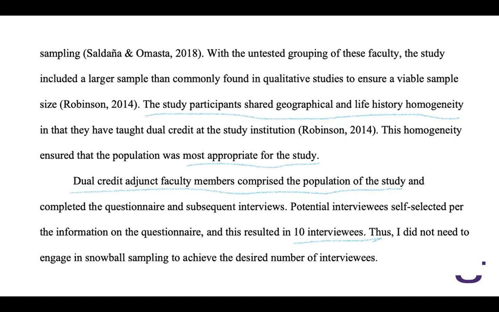Okay, so we know that the data collection was conducted in two different parts. There was a questionnaire and then interviews. Potential interviewees self-selected per the information on the questionnaire, and this resulted in 10 interviewees. So we now know the sample size for the interview stage. Thus, I did not need to engage in snowball sampling to achieve the desired number of interviewees.